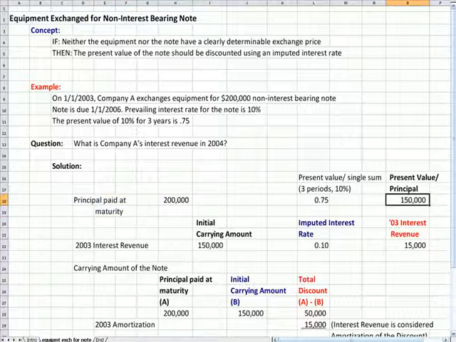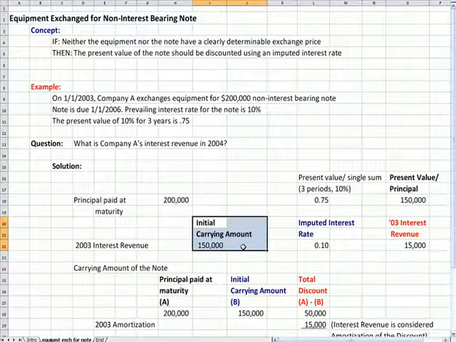So what this formula does is to take the $200,000 in blue, the principal you'll get back at maturity, and multiply it by the present value of the single sum, 0.75, and we find out the present value of that principal is $150,000. So on Company A's books, $150,000 is going to be our initial carrying amount.